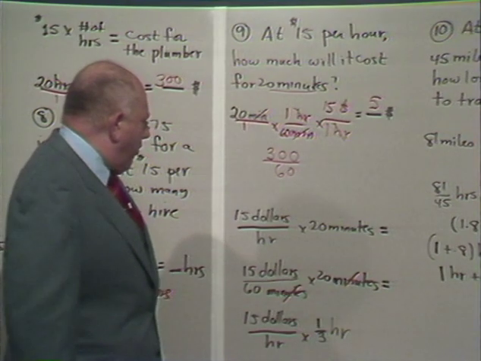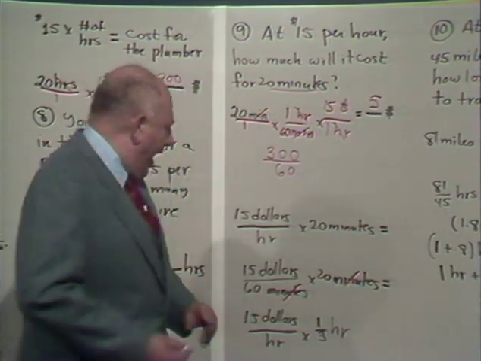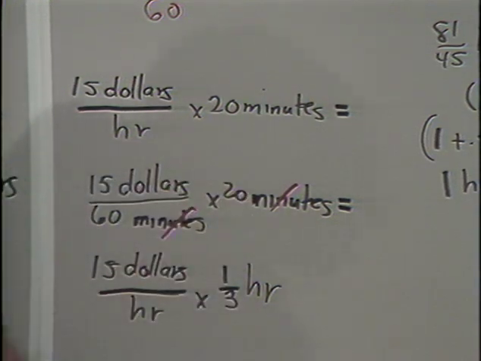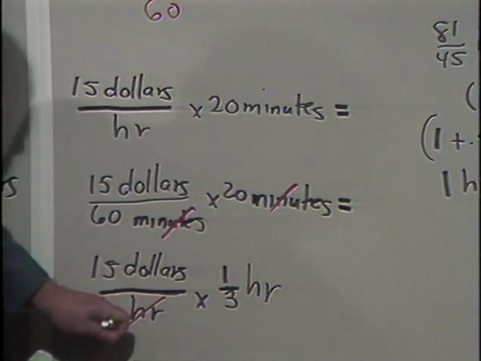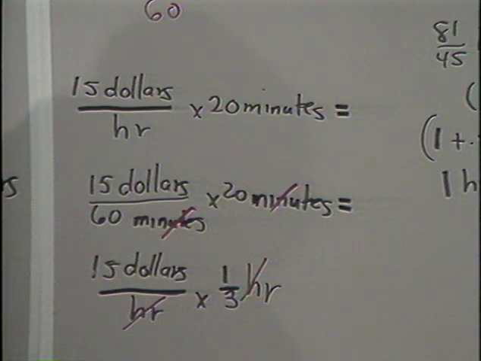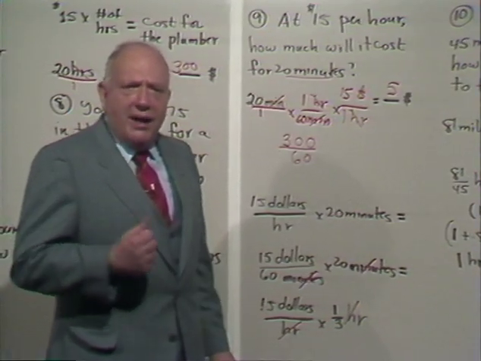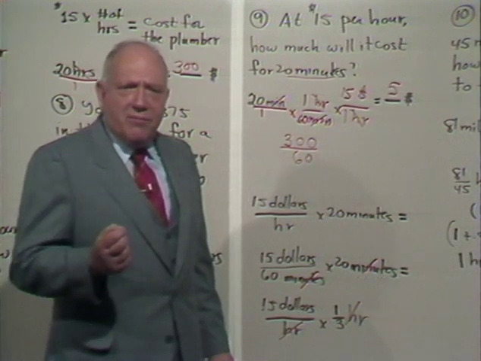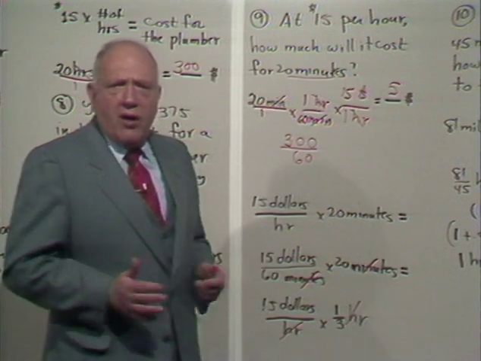Another guy said, well, I don't understand why you did it that way. Why couldn't we have changed the minutes to hours instead? You could have. Isn't 20 minutes the same as 1/3 of an hour? Sure. Replace 20 minutes by 1/3 of an hour. Now the hours cancel. What's the answer? $15 times 1/3. 1/3 of 15 is 5. Again, I don't care which way you do it. I want you to have a comprehension of the problem and an understanding of what's going on. That's all we're going to be doing in all these problems.